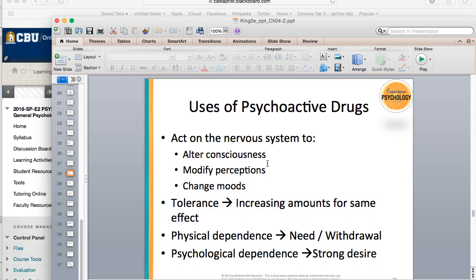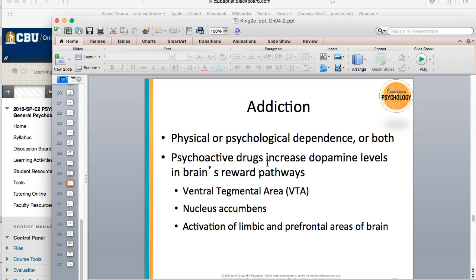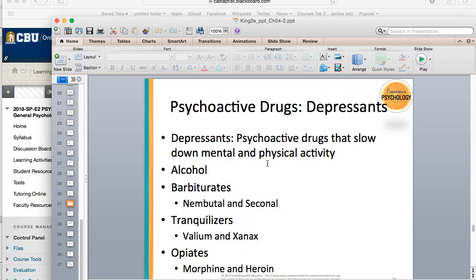So the effect these drugs have on the nervous system is huge. Addiction is a physical or psychological dependence, or both. Psychoactive drugs increase dopamine levels in the brain's reward pathways, including the VTA, nucleus accumbens, and activation of limbic or prefrontal areas in the brain. Like I said, addiction plays a huge role in your brain and how your body responds.